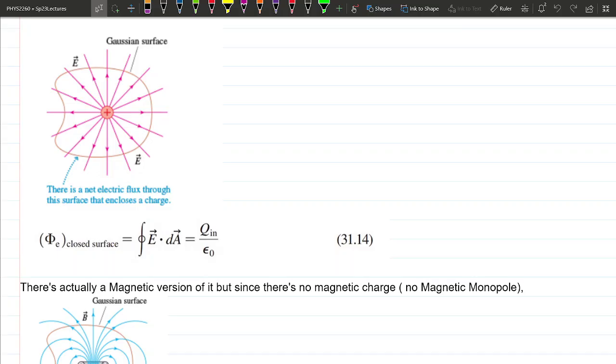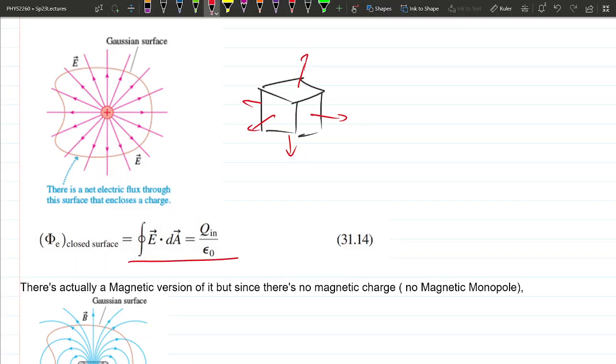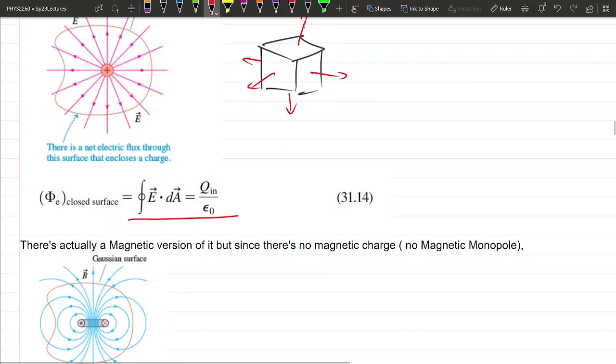Remember the original experiment was that if I have some box and I don't tell you what's inside, and there's some electric field coming out of it, right away you can tell me there's some positive charge inside. And if the electric field is going inward, we know there's some negative charge. If there's no flux, then there's no net charge inside. So this is known as Gauss's law, way back when we were messing around with this.